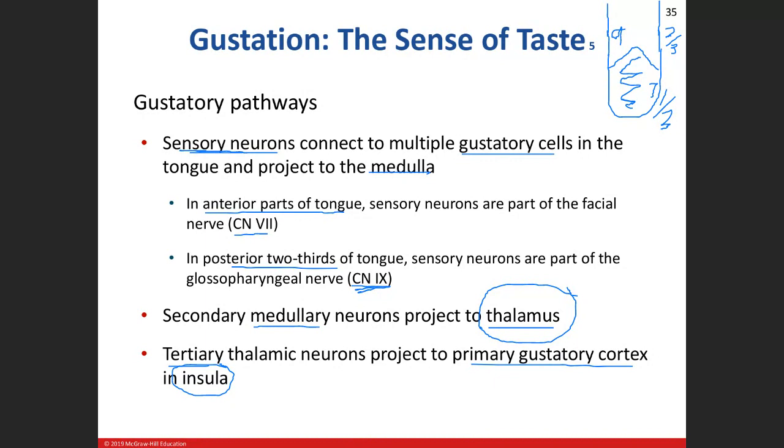So you see the chain here? The primary sensory neuron goes from the tongue to the medulla. Synapses on the secondary neuron, which goes from the medulla to the thalamus, where it synapses on the tertiary neuron. The tertiary neuron goes from the thalamus up to the cerebral cortex.